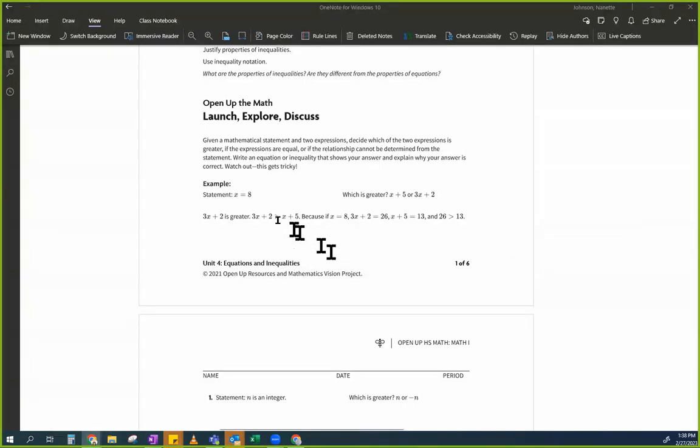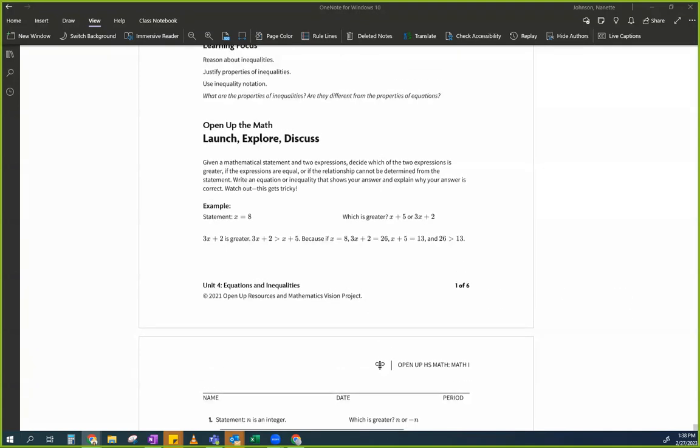It says statement: x equals 8. Here's your question. Which is greater, x plus 5 or 3x plus 2? Ignore this statement for now and just think about it really quick. X equals 8. Which is greater, x plus 5 or 3x plus 2? Some of you are like, oh, I understand how to do this. They say 3x plus 2 is greater, because if x is 8, then you plug it in, right?